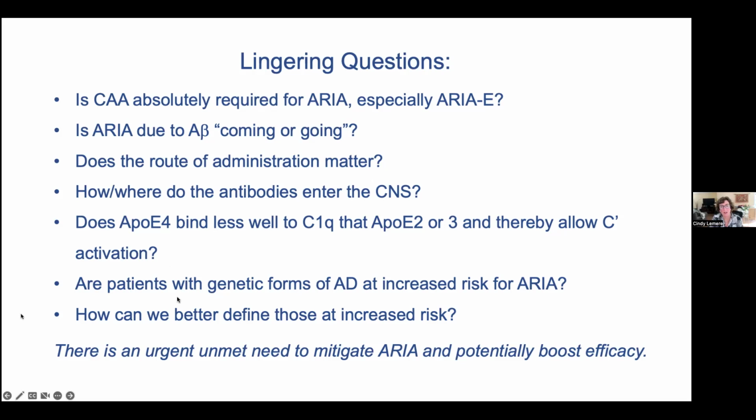Are patients with genetic forms of AD at increased risk for ARIA? So for example, it's known that people in Colombia with the presenilin E280A mutation have huge amounts of vascular amyloid and perivascular amyloid. So we have to really think about patients in those populations and people with Down syndrome who also have a lot of vascular amyloid. Are they going to be at increased risk for ARIA? And how can we better define those who are at increased risk beyond just ApoE4 genotyping?